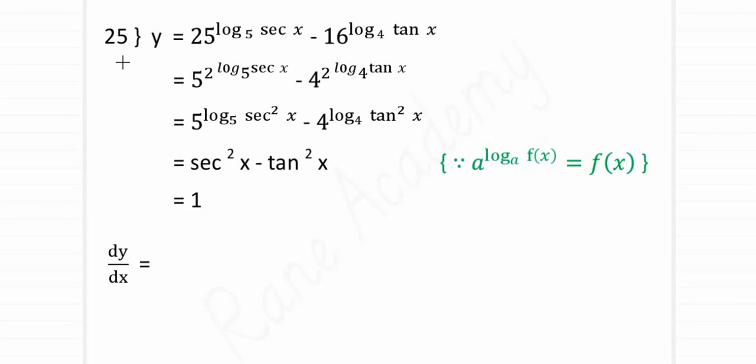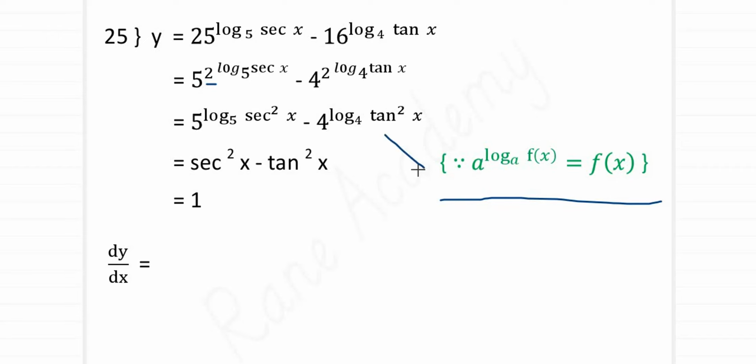Question number 25. We have y is equal to 25 raised to log of sec x to the base 5 minus 16 log of tan x to the base 4. Now here we are going to use this result, that a raised to log of f of x to the base a is f of x. Now 25 we write as 5 raised to 2, 16 we write as 4 raised to 2, and by properties of logarithm this 2 will go here and we get 5 raised to log of sec square x to the base 5. Similarly we get minus 4 raised to log of tan square x to the base 4.